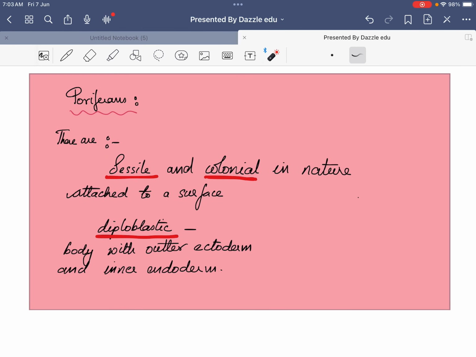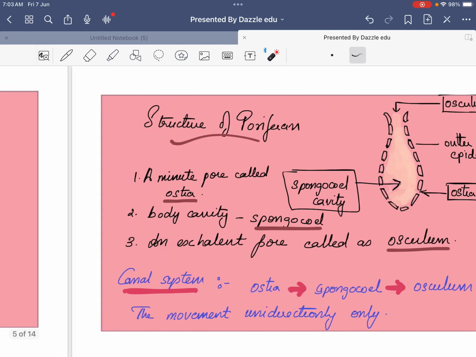Poriferans, depending upon where they are seen, are mostly sessile. They attach to a particular surface or substratum. They don't have any motility, and they are also seen in a colonial nature. The body is diploblastic, which contains an outer region called ectoderm and an inner region called endoderm, which is lined by a middle region, a group of cells called mesenchyma. So they are diploblastic in nature.